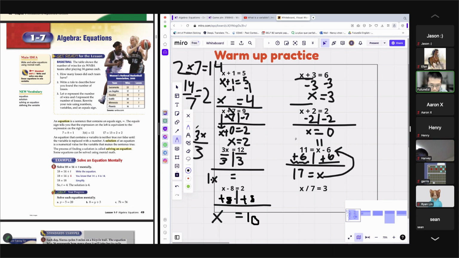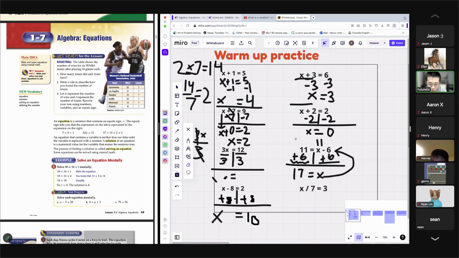So 3 divided by 3 cancels, because you have 3 candies and 3 kids. You give 1 candy to each kid, and then every kid has 1 candy, right? So in this case, what do you have left? You have 1 times x, and 1 times x is the same thing as x, right? So on the left side, you just have x.